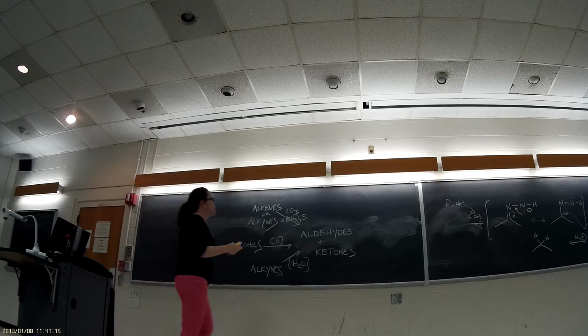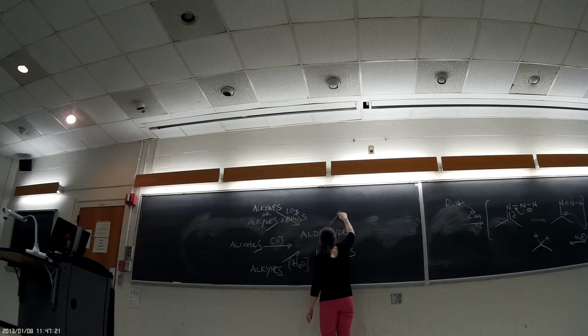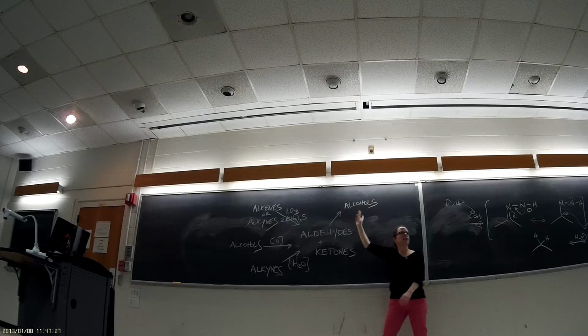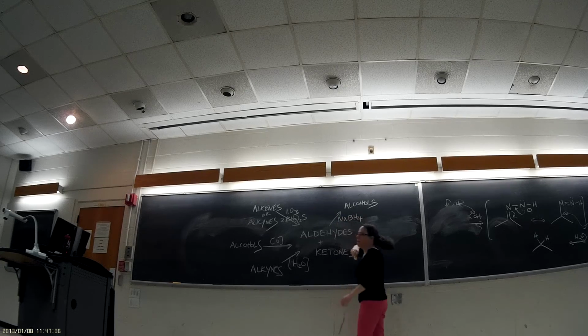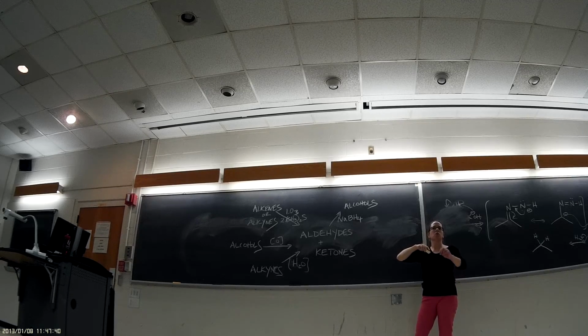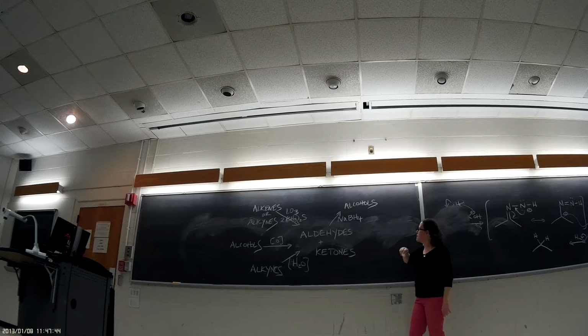Okay, so in summary, we have learned that you can get back to alcohols, right? I guess we'll just do it in the front. So you can get back to alcohols. What sort of reagent do we use to get back to alcohols? Sodium borohydride, or lithium aluminum hydride. But we're going to use sodium borohydride because it's less dangerous. That's exactly right.